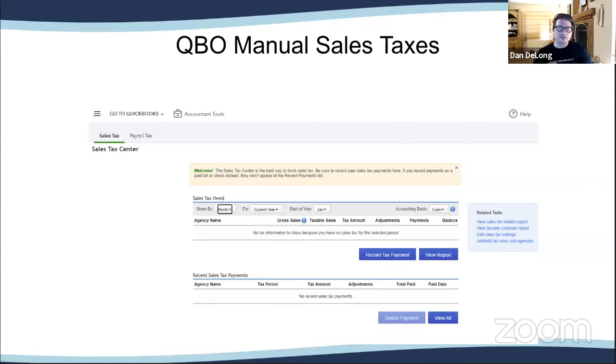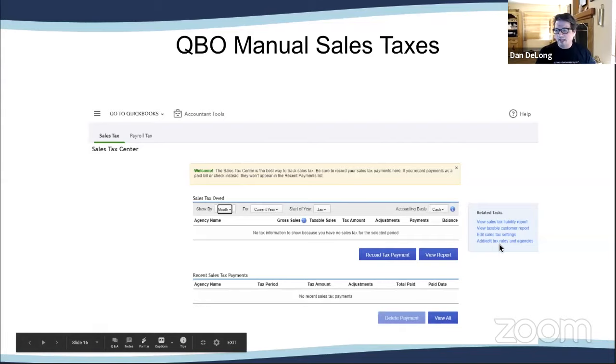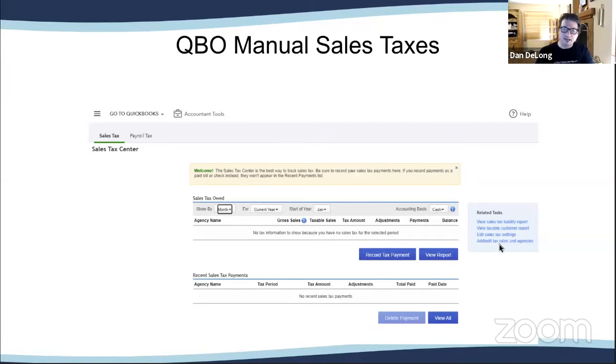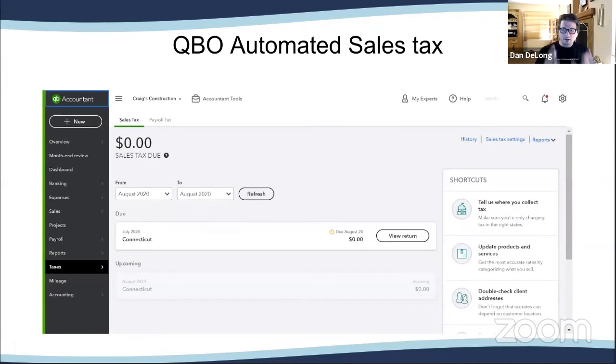So when we're comparing desktop to online, when you're using the automated, you don't have to know who you need to pay. You don't have to know the amounts. QuickBooks Online will do those things for you. When you have the online manual sales tax or are using desktop, you have to know how frequently you make the payments, who you make the payments to, and what those amounts are, and you have to set those things up. So if you see it looking like this, it's the manual method, very similar to desktop. I've got to set up, over here on the right side where it says add, edit, rates, and agencies.